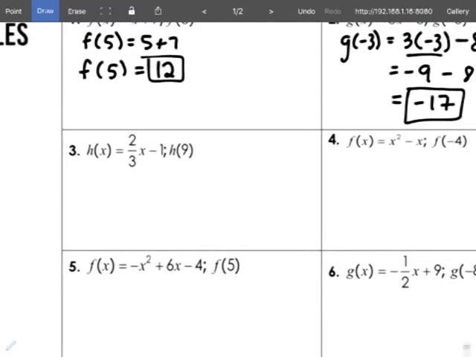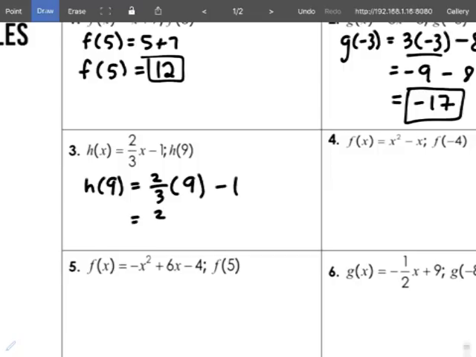All right, let's try this next one. Okay, so here we have positive 9, h of x right here, h of 9. So this x equals 9. So we have h of 9 equals 2/3 times 9. Again, we're just plugging that 9 in for x everywhere we see x. And then minus 1, we're just bringing down that negative 1.